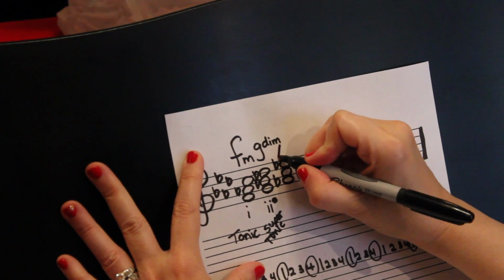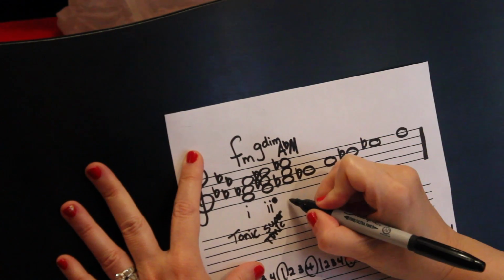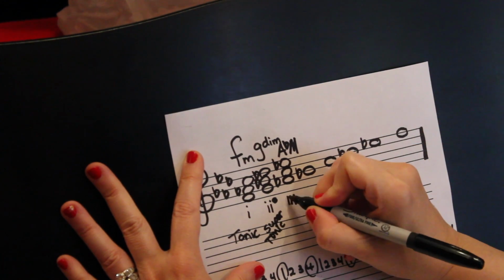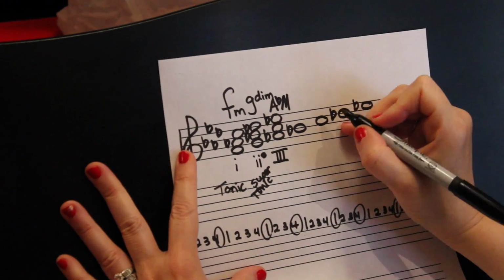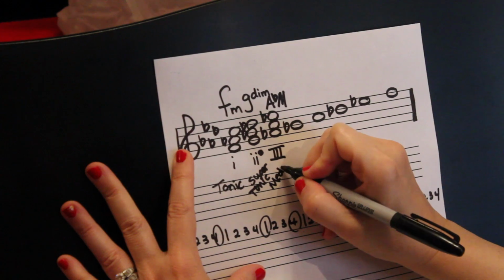That's major. So we have an A flat major chord, and that makes mediant uppercase Roman numeral 3 for major. And we'll write here mediant.